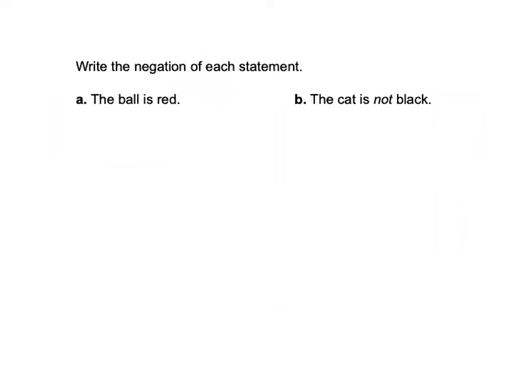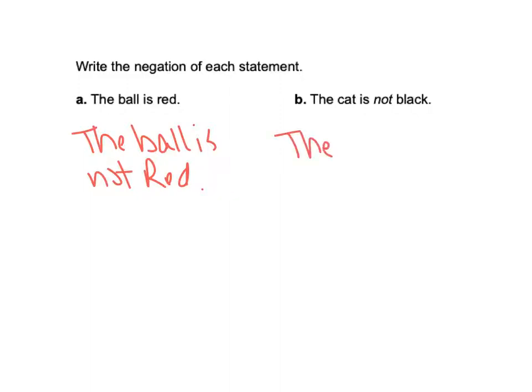So then we just want to negate each statement. Remember, the negation makes it the opposite. So the ball is red. We are not going to change the color of the ball. We are just going to say that the ball is not red, and that would be the negation. If we say the cat is not black, again, we're not changing the color of the cat. We are just saying the opposite. So we are going to say the cat is black. Technically, we could say the cat is not black, but not not black just means the cat is black.